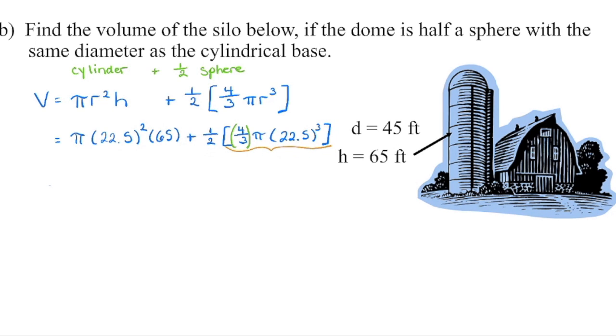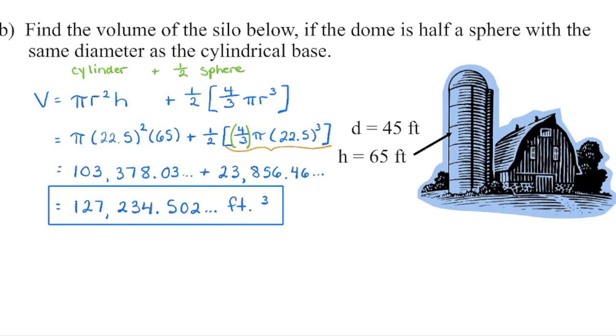The volume for half the sphere comes out to be 23,856.46, etc. We're going to add that to the volume of the cylinder that we already determined, and it doesn't say what to round to, so again, we're going to leave it as an exact value, 127,234.502, etc. cubic feet.